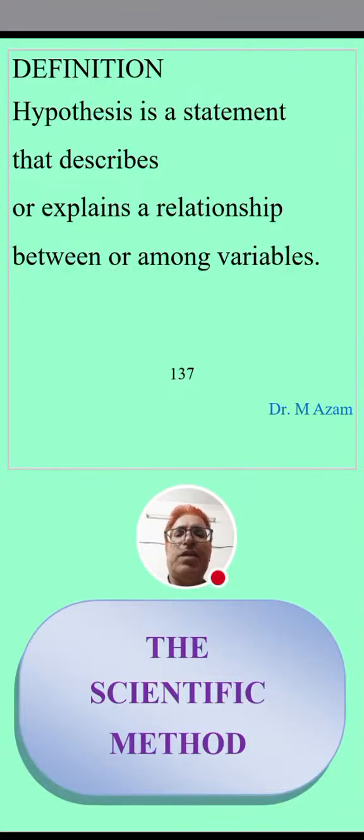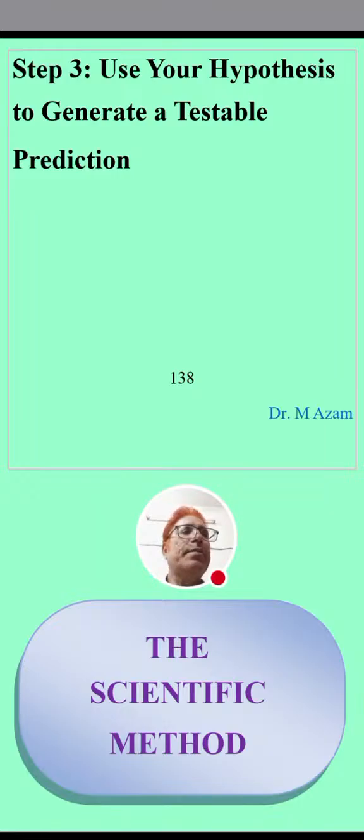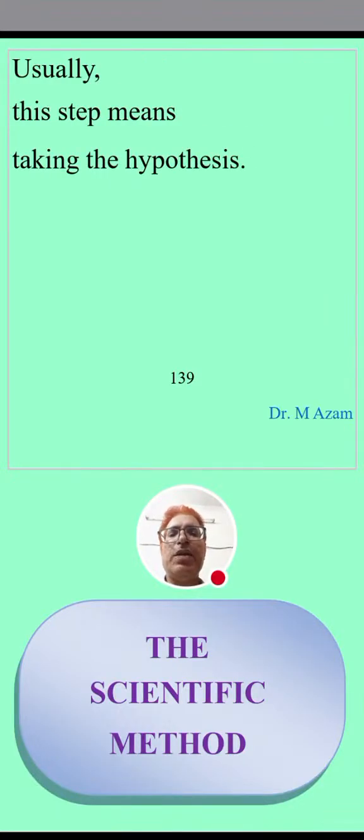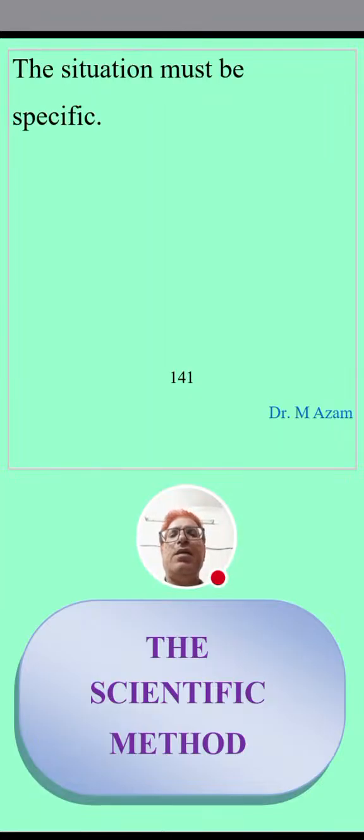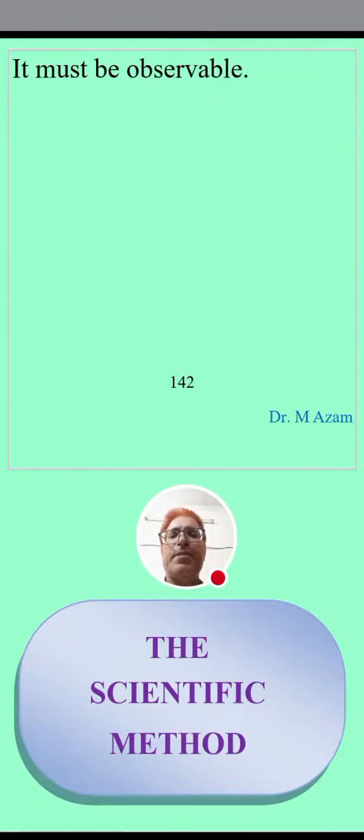Definition of a hypothesis: a hypothesis is a statement that describes or explains the relationship between or among variables. Step 3. Use your hypothesis to generate a testable prediction. Usually, this step means taking the hypothesis and applying it to a real situation. The situation must be specific, it must be observable, it must exist in the real world.